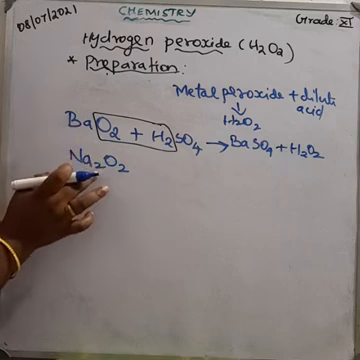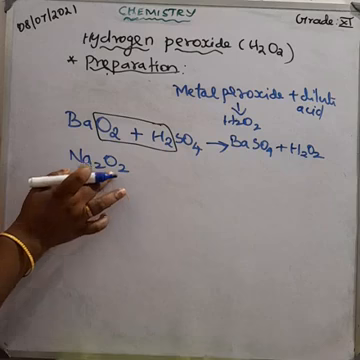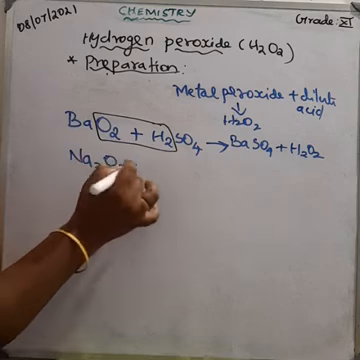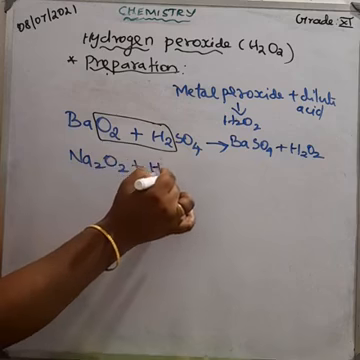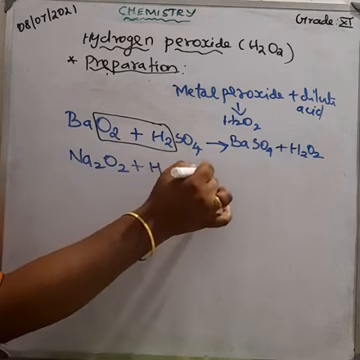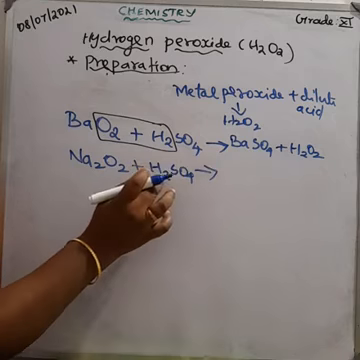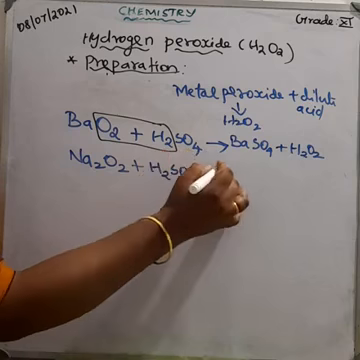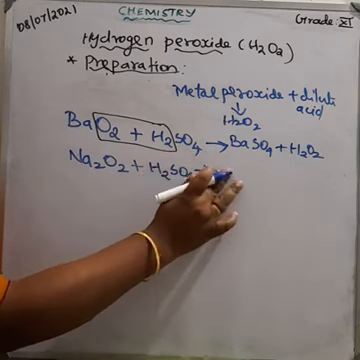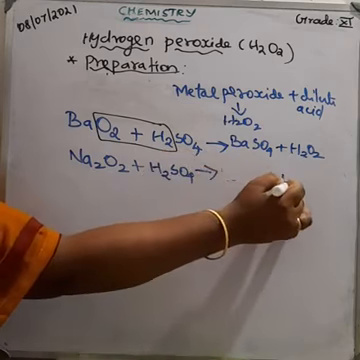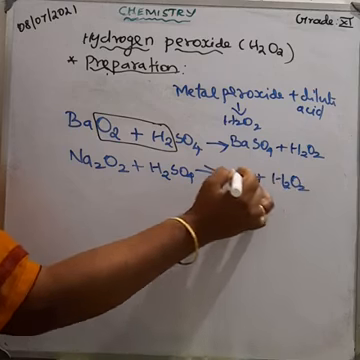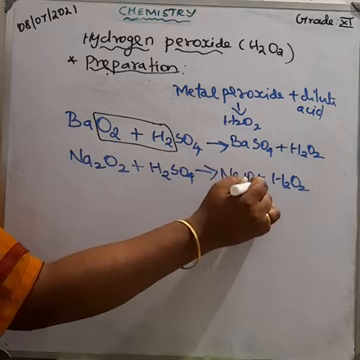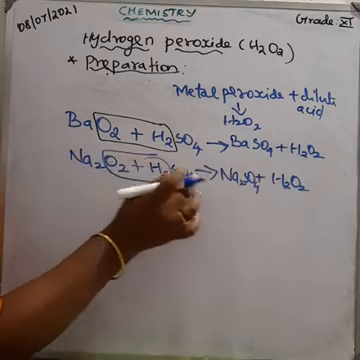Sodium peroxide, when treated with dilute sulfuric acid, H2SO4, the hydrogen in sulfuric acid and the oxygen in sodium peroxide combine to give H2O2. And what is the remaining product here? Sodium and sulfate, sodium sulfate, Na2SO4. Okay, this is the laboratory preparation of hydrogen peroxide.